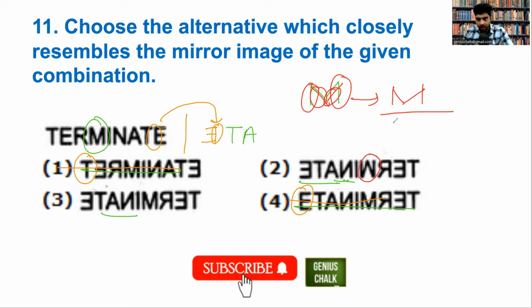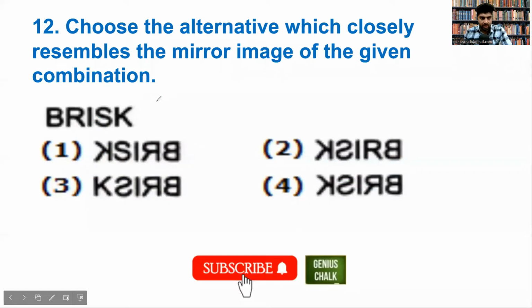But if you see the second option, it is reversed. M is written like a kind of W, you can say. So this is incorrect. So we have to go with the third option. The 11th is the third option, brisk. So put the mirror here and focus. Now K has to be like this, right? This part I have taken here on the right, this part I have taken on the left. S we have already discussed, it has to be like this. I has to be the same, R has to be like this, B has to be like this.